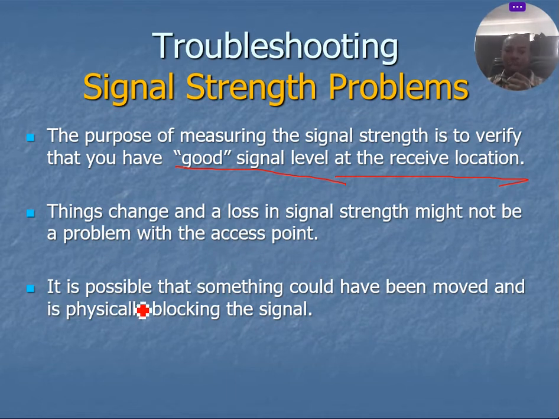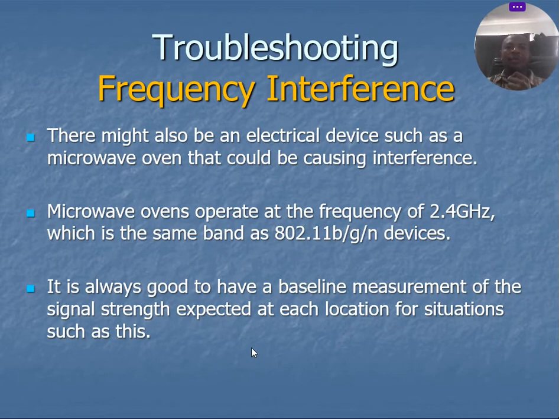Now, things might change, and a loss of signal strength might not be a problem with the access point. Maybe you're losing signal not because of your access point. It could be that there are other things that are blocking the signal within your location. It is possible that something could have been moved or is physically blocking the signal. So you have to find out if there are such problems, so you quickly resolve them as a system administrator. Now let's move on.